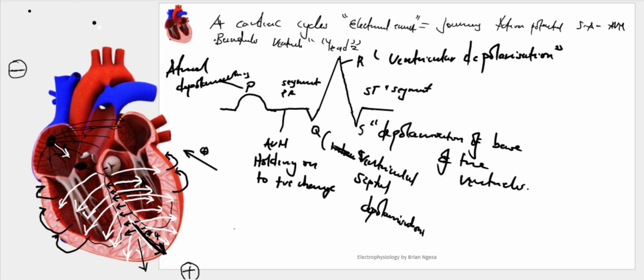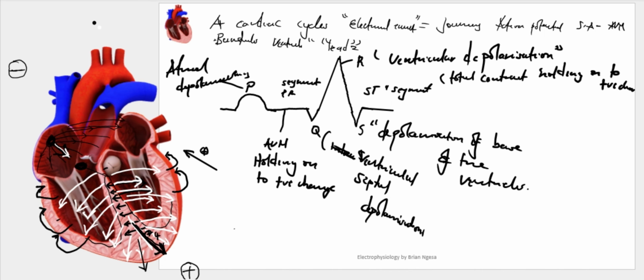So the ST segment, what does it represent? Total contraction, where the ventricle is holding on to the positive charges.